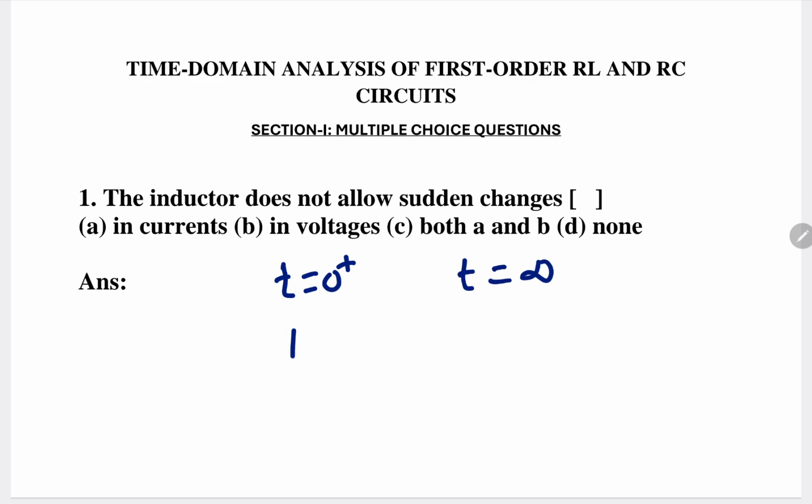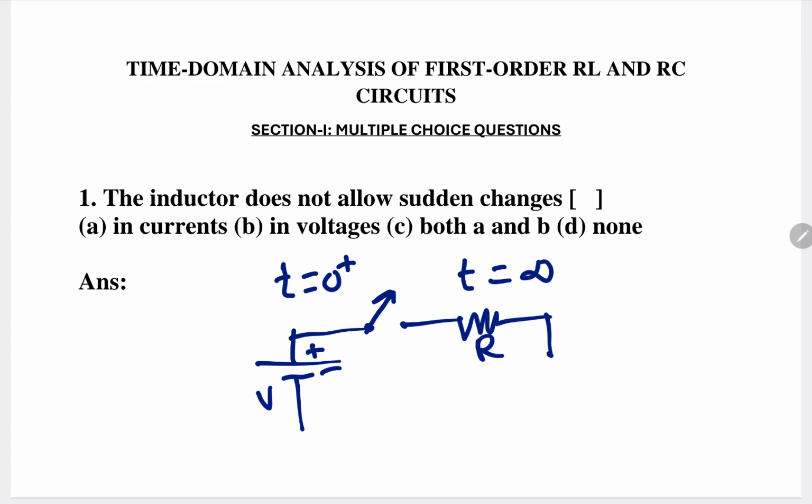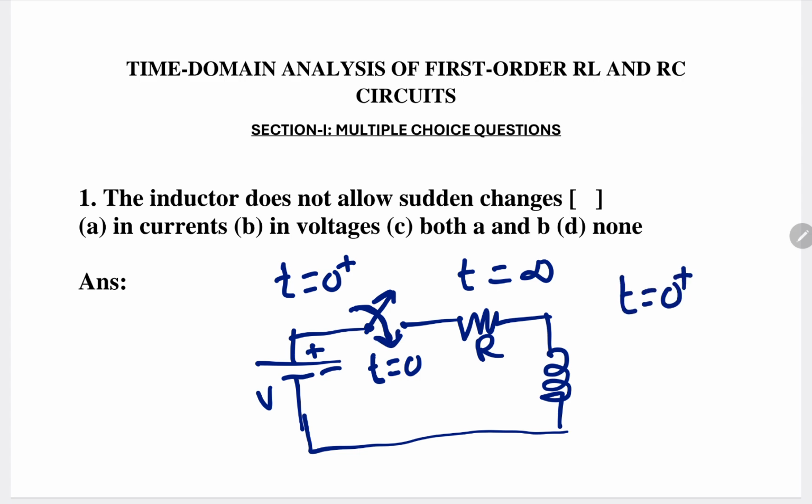Let us understand. Let us say this is one circuit. The power supply is V, and here we have a switch, and here we have R, and we have inductor L. This arrow represents that before t equal to 0, the switch was in the open condition. At t equal to 0, the switch is going to close. That means at t equal to 0 plus, the switch is closed and the circuit will be in the closed condition. Then we will get the closed loop. So this is the meaning of t equal to 0.